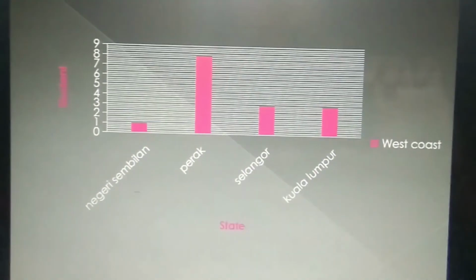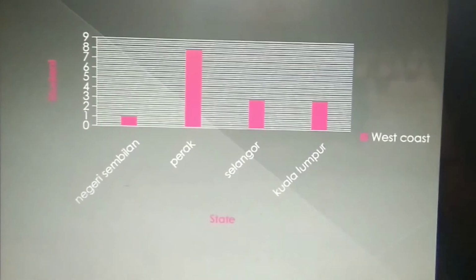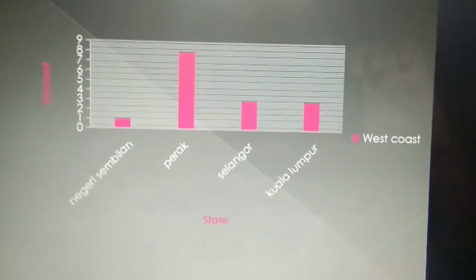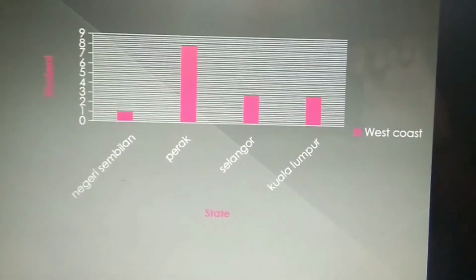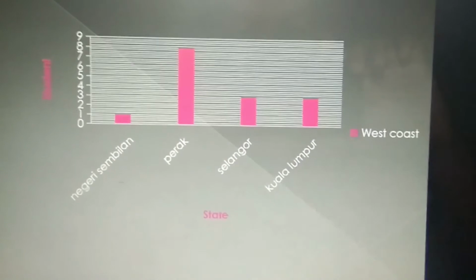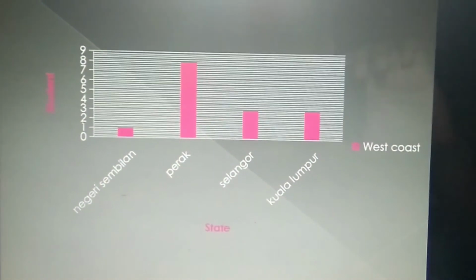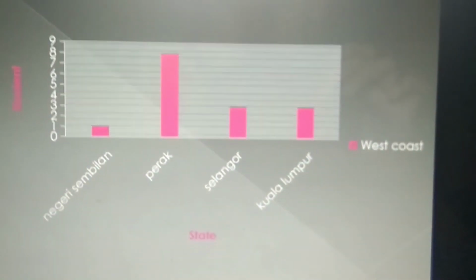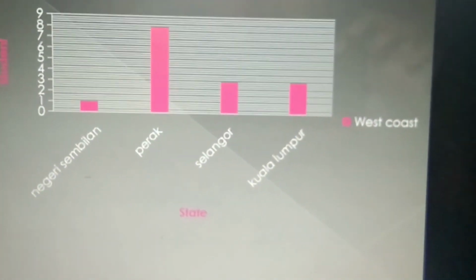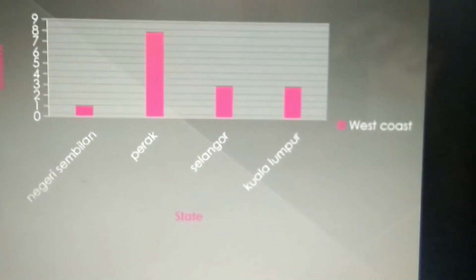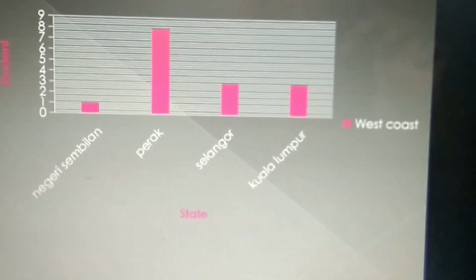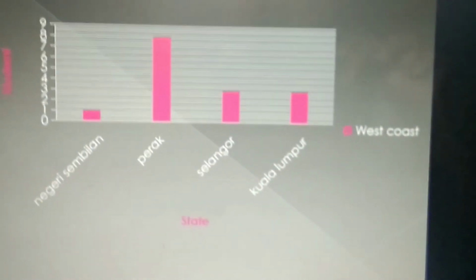This is the graph for the West Coast part of Malaysia. There are 4 states in the West Coast part, which are Negeri Sembilan, Perak, Selangor and Kuala Lumpur. There is 1 student from Negeri Sembilan, 8 students from Perak, 3 students from Selangor, and 3 students from Kuala Lumpur.